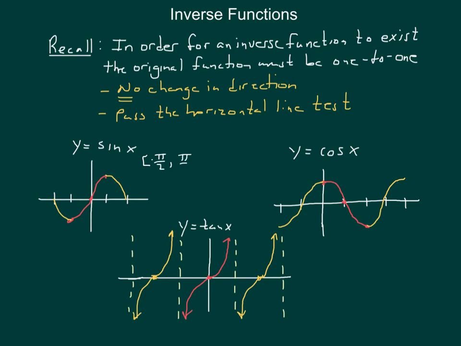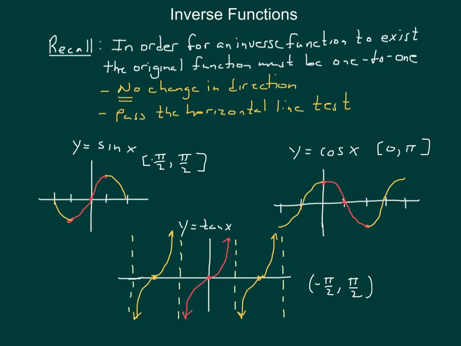So for the sine function, we are limiting that to go from negative pi over 2 to pi over 2. For the cosine function, we're going to limit that to 0 to pi. And for the tangent function, we're going to limit that to negative pi over 2 to pi over 2. Notice with the sine, we did include the negative pi over 2 and pi over 2. With the tangent, we're not including those endpoints because the tangent is undefined at pi over 2 and negative pi over 2.